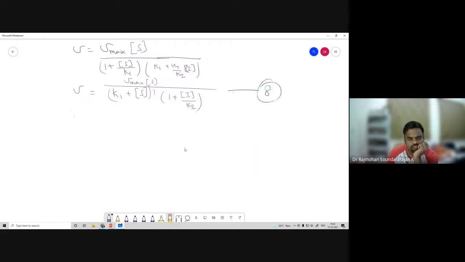This substrate concentration can be brought down. So what will happen is you can write it as two terms, Vmax by 1 plus I by Ki. Then in the denominator, if the substrate goes down, substrate by substrate will become 1 plus K1 by substrate concentration. That is equation number 9.